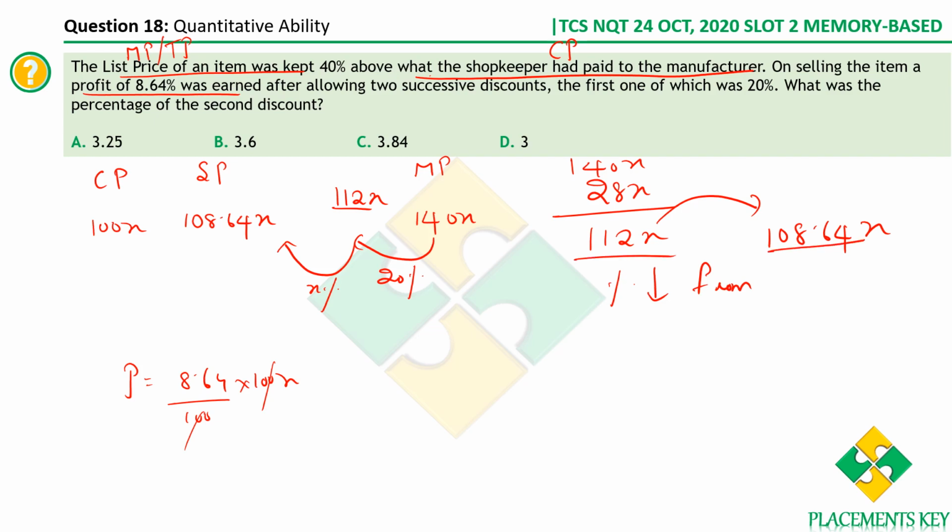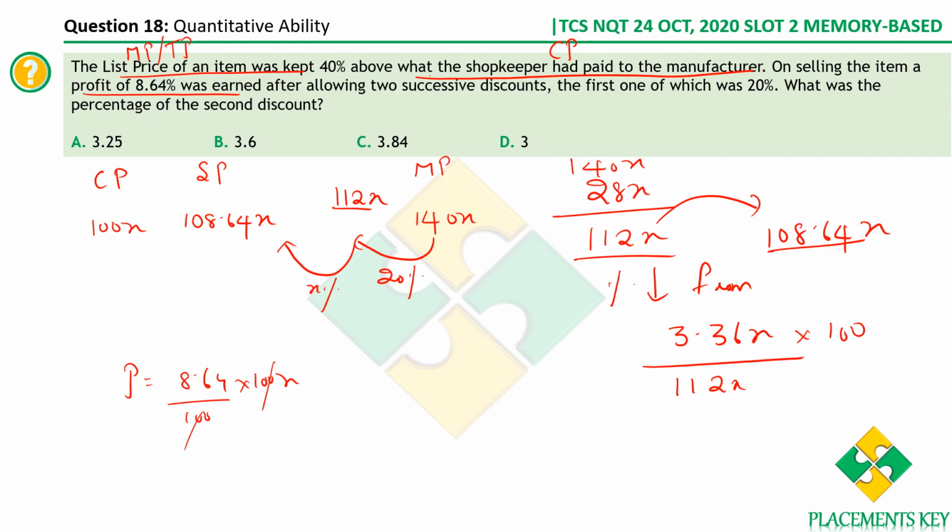So how do we compute this? First find the actual difference. 112 minus 108 is 4, and 4 minus 0.64 gives 3.36x. So the absolute difference is divided by the value from which it is decreasing, which is 112x. Multiplying by 100 should give you the percentage decrease from 112x to get the selling price. That is supposed to be the discount.